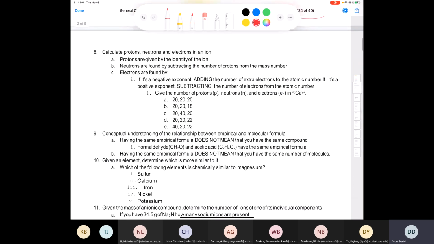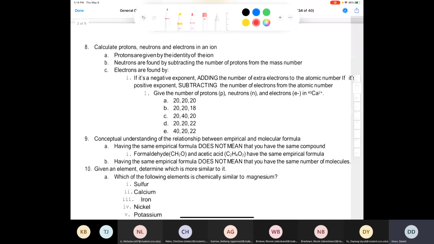Question number 8, calculate the protons, neutrons, and electrons in an ion, right? How do we know the number of protons in an ion or an atom? They're given by the identity of the ion. You go to the periodic table, you look up any element, molybdenum, it's element number 42. It's got 42 protons in the nucleus. How do we find neutrons? Well, I said that we take the mass number, we subtract the number of protons, and that gives us the number of neutrons. Electrons are found by, if you have a negative exponent, remember that electrons are negative.